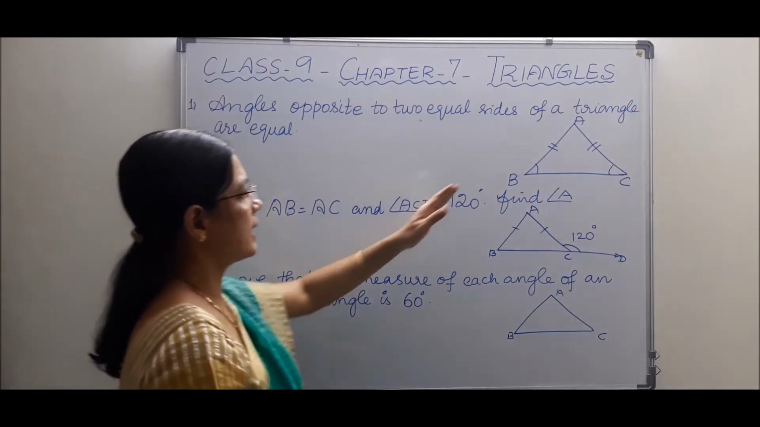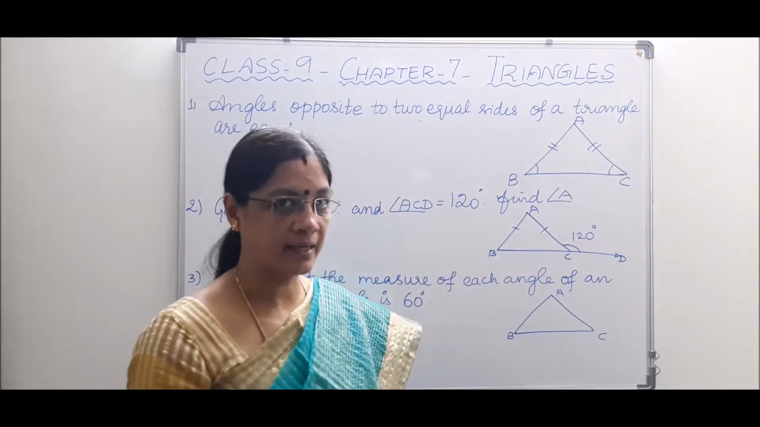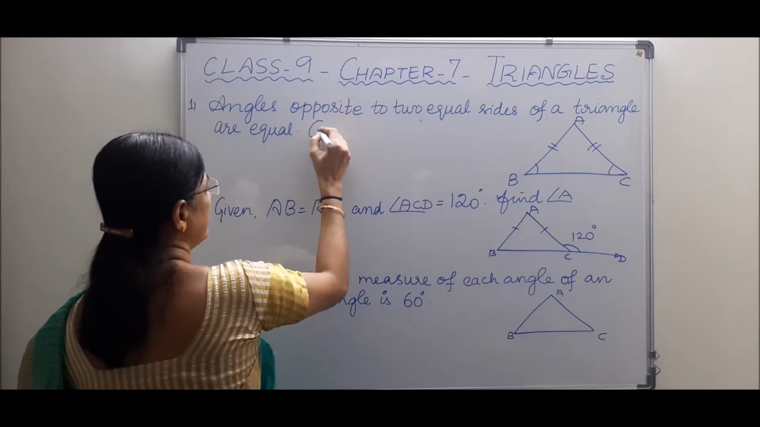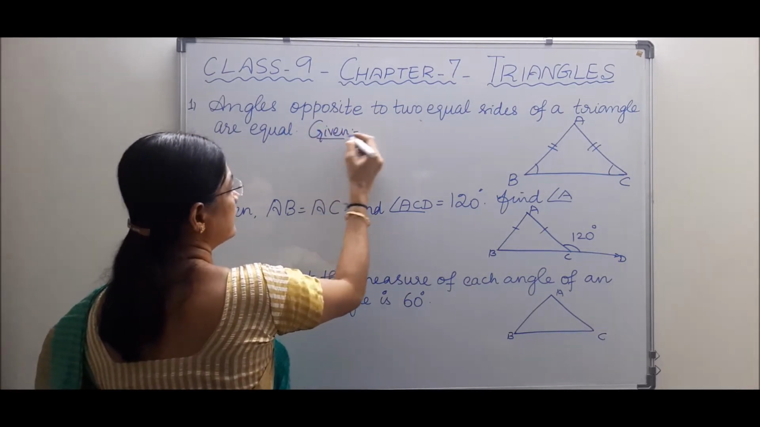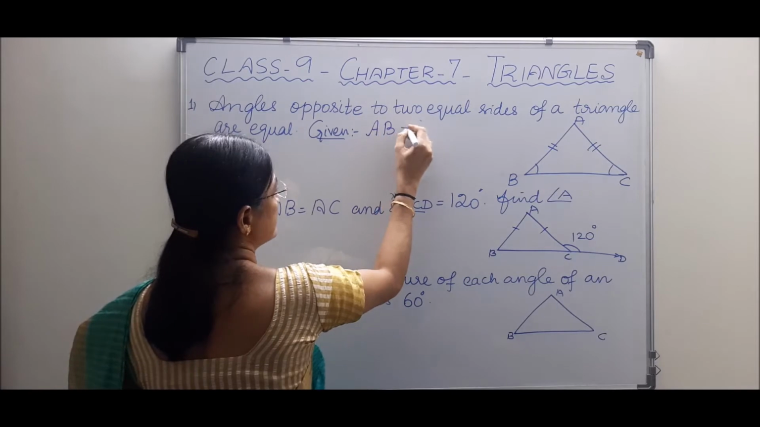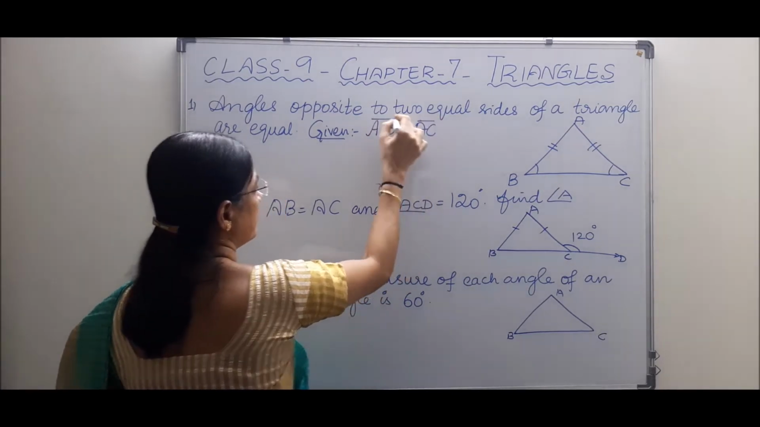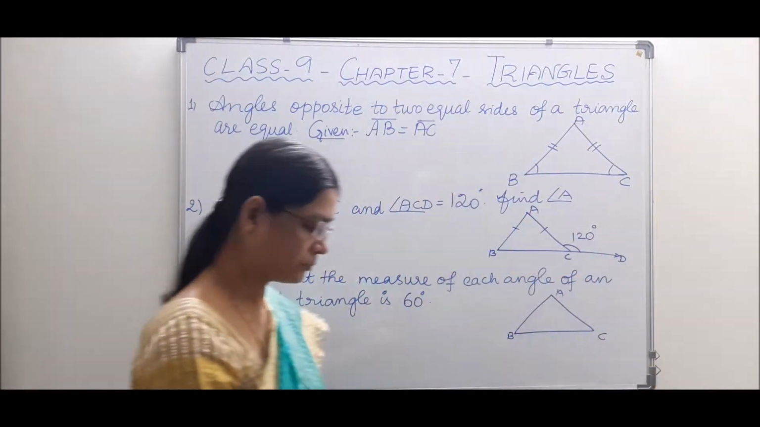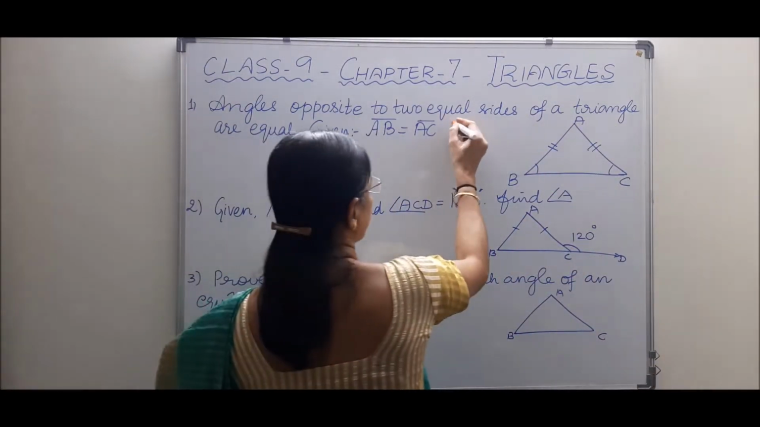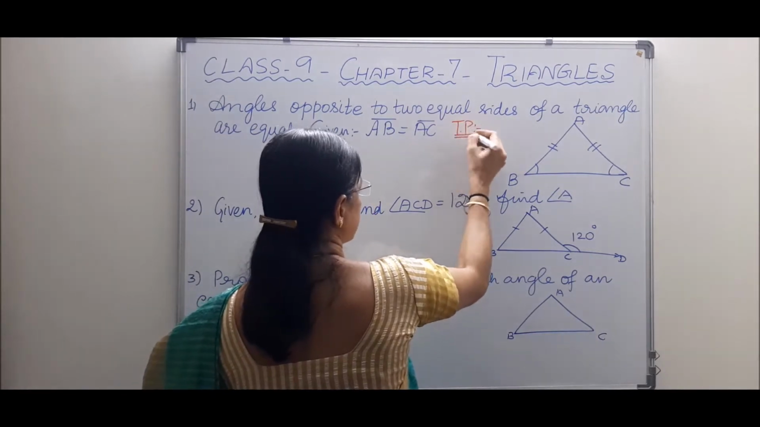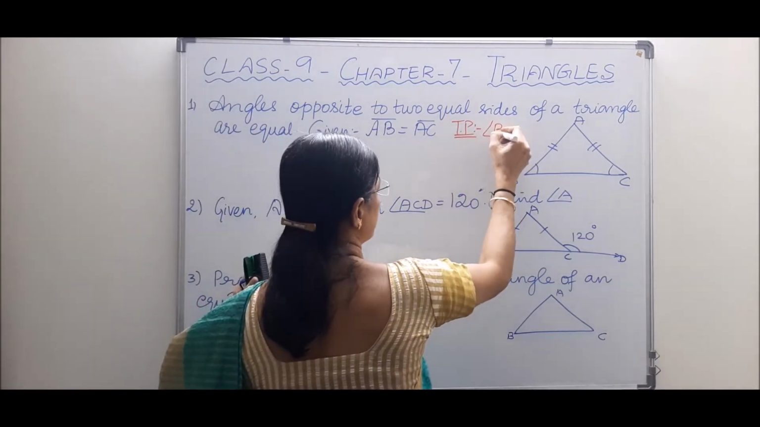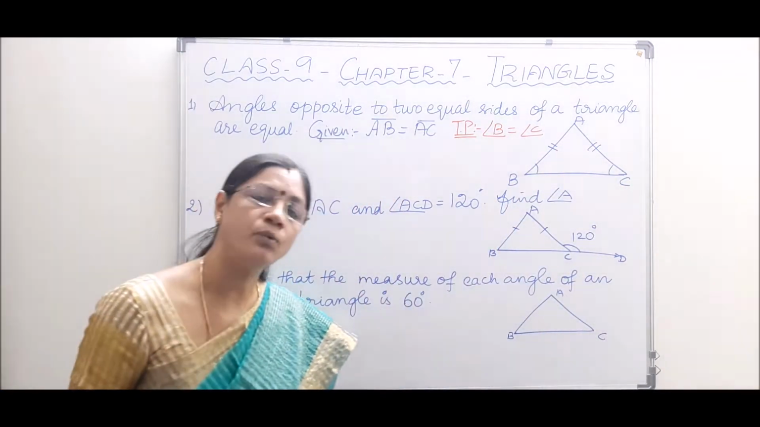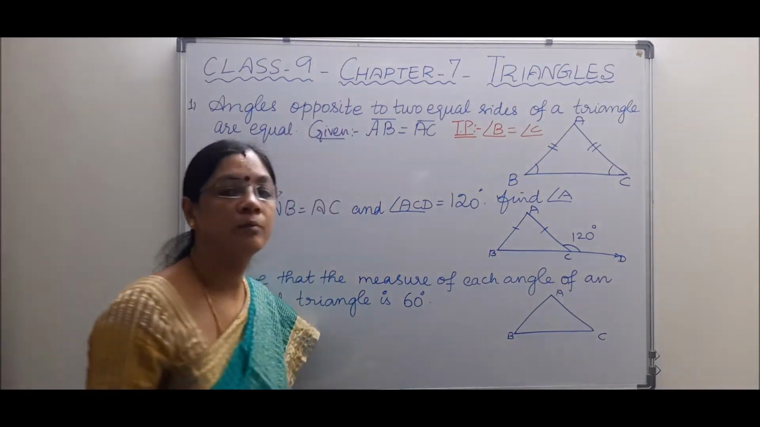Two sides are equal, they have given you. So what is given? Given is AB is equal to AC. Side AB is equal to side AC. Now what do we need to prove? Write clearly what is given and what you need to prove, so that you will have a clearer idea. You need to prove angle B is equal to angle C. So how do we prove it?